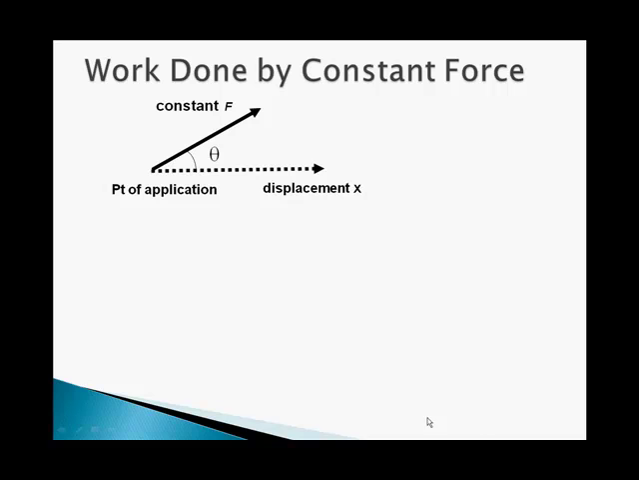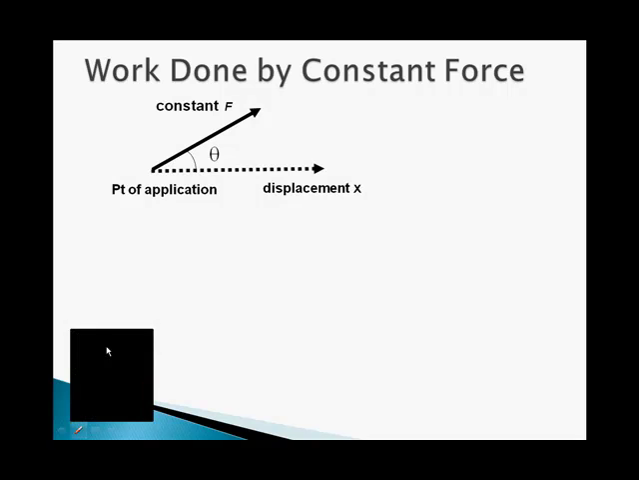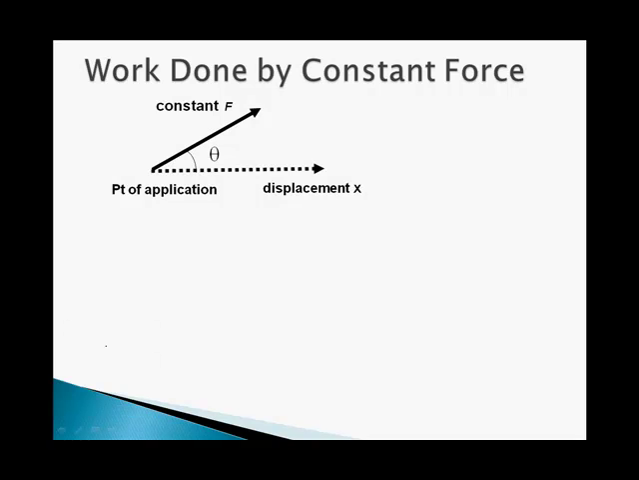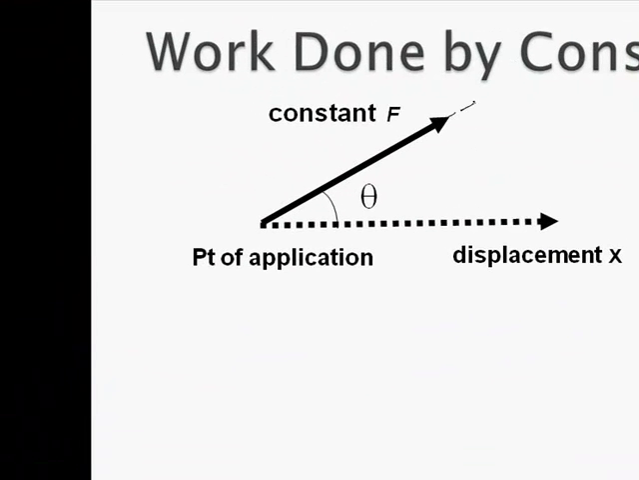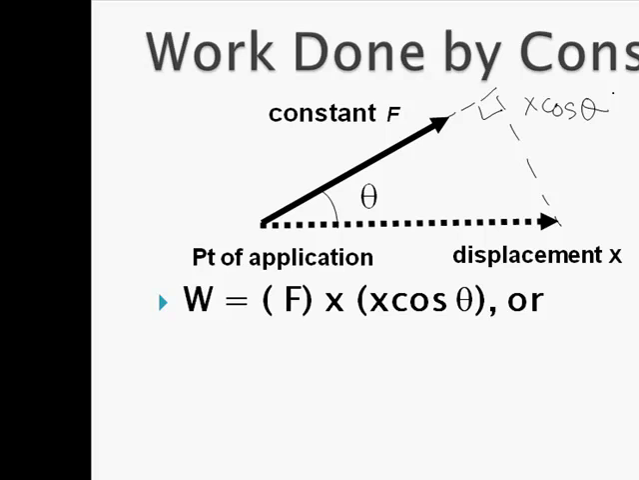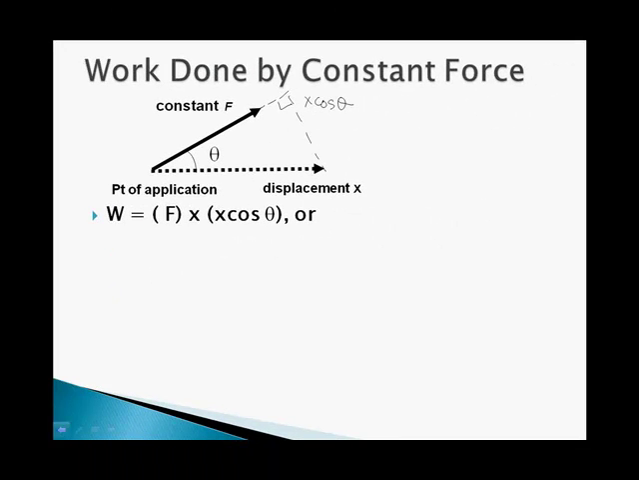So let's look at an example on work done by a constant force. We have a force F acting at an angle θ from the point of application and moving an object through the displacement x. So to calculate work done, we can either resolve the displacement into its component. In this case, you will have x cosine θ. And by applying the formula, work done W equals force times displacement in the direction of force, we get W equals F times x cosine θ.